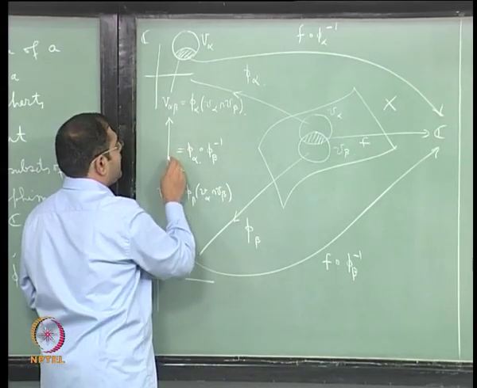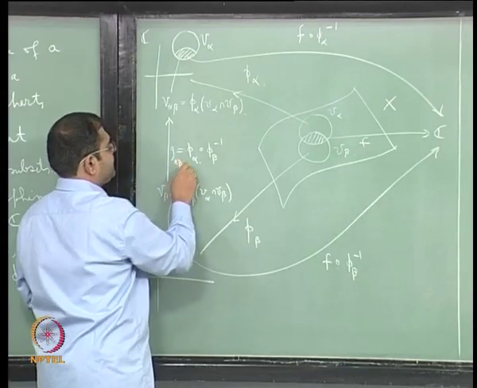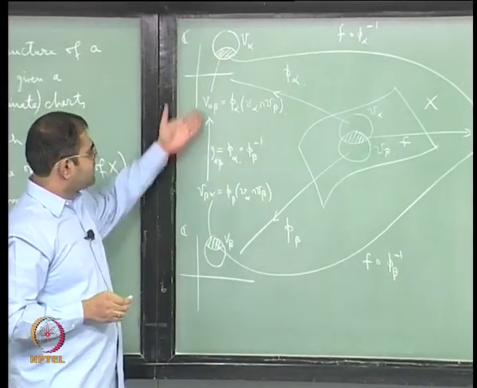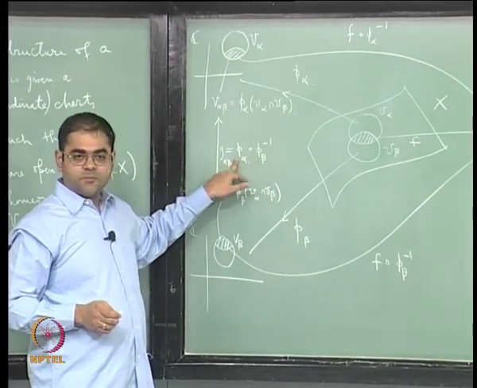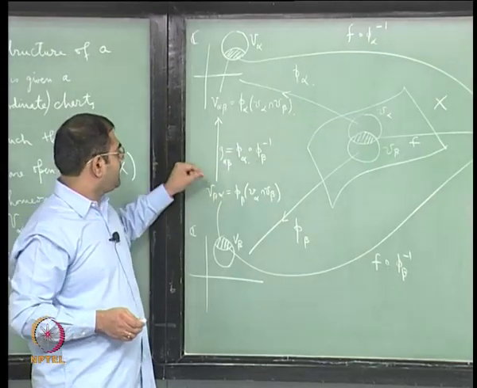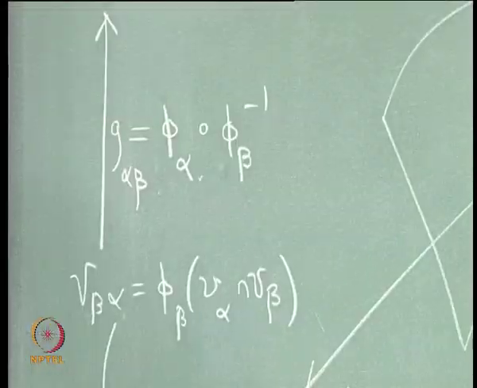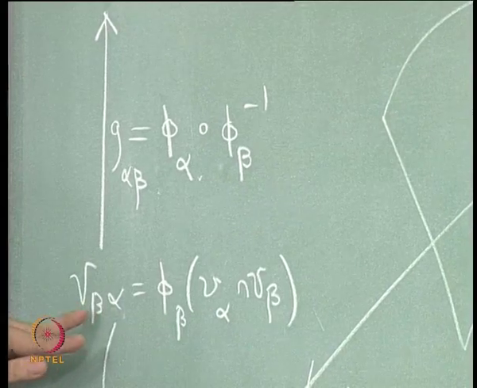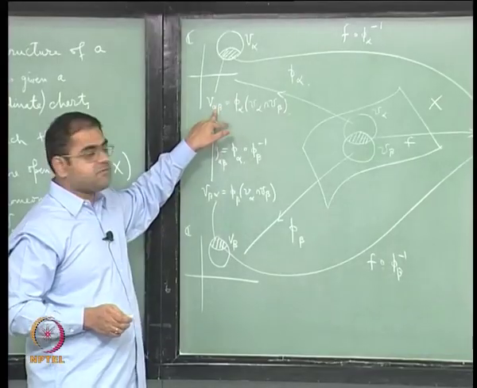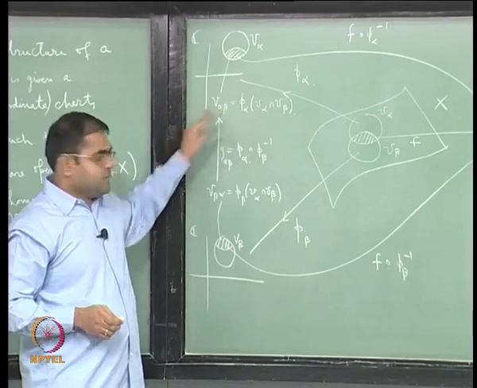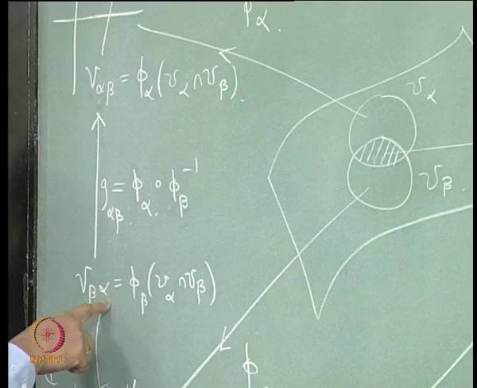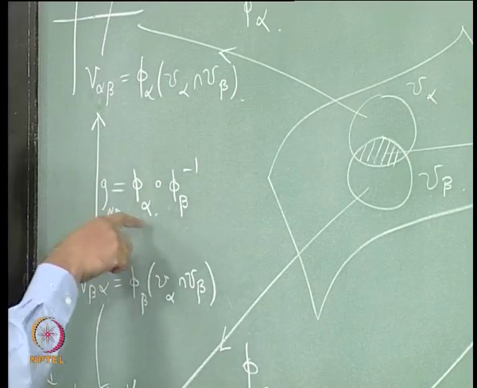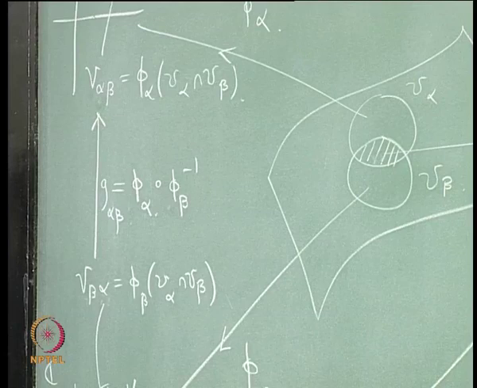And well, you can call this g alpha beta. And of course this g alpha beta is a homeomorphism because phi beta inverse is a homeomorphism and phi alpha is a homeomorphism, so it is a homeomorphism. But you must understand that all this is only defined on V beta alpha and it lands in V alpha beta. So if I had to be very strict here, I have to write phi beta inverse restricted to V beta alpha, and then instead of phi alpha I should write phi alpha restricted to U alpha intersection U beta. I am not writing those restrictions because then it will look very complicated.